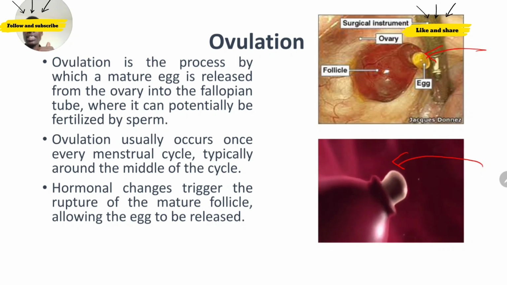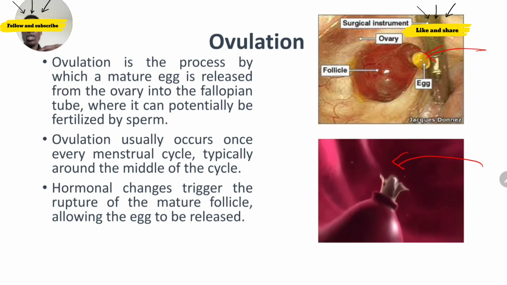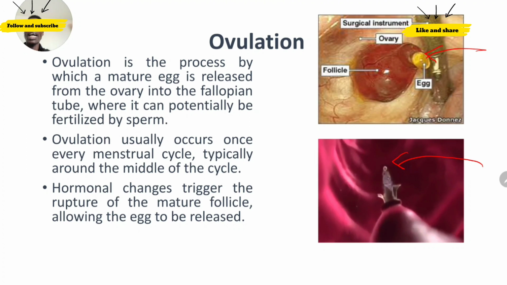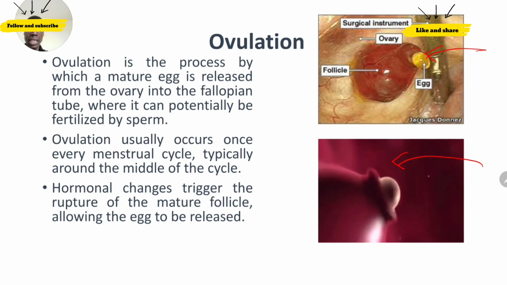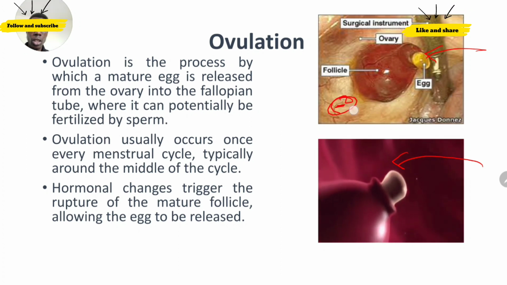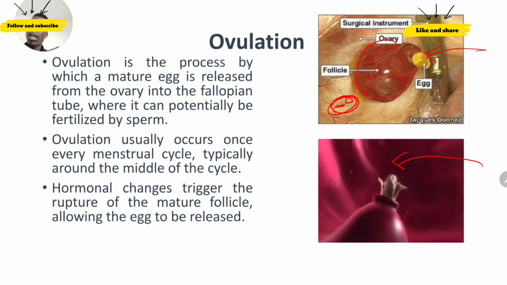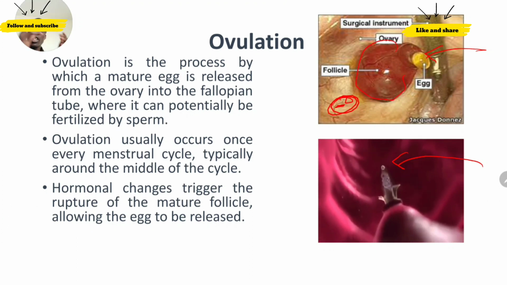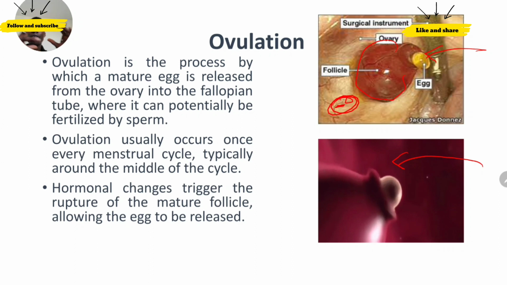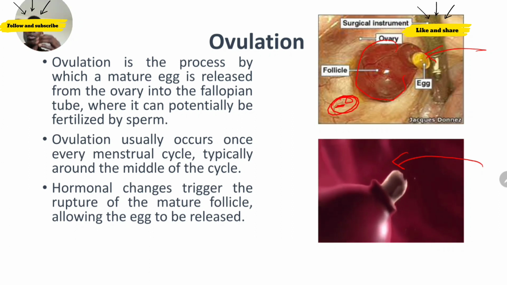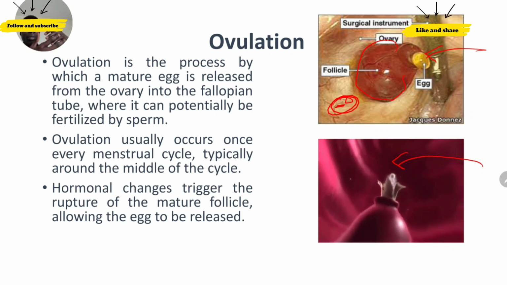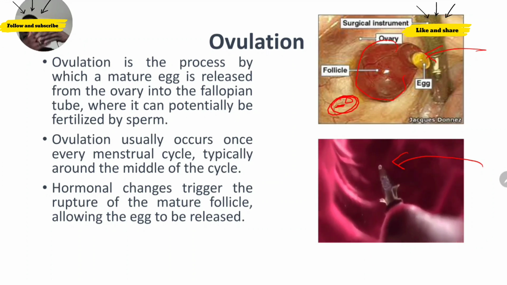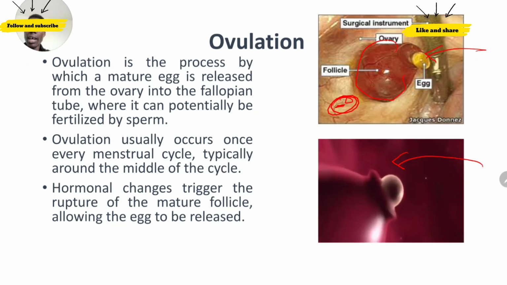Let me say this: the follicle is still within the ovary when this is happening, right? You can see it here. This is the ovary, and this is the follicle still within the ovary. It's not as if the follicle will leave. The follicle is still part of the ovary, but it's at the exterior of the ovary so that you can expel the egg out.